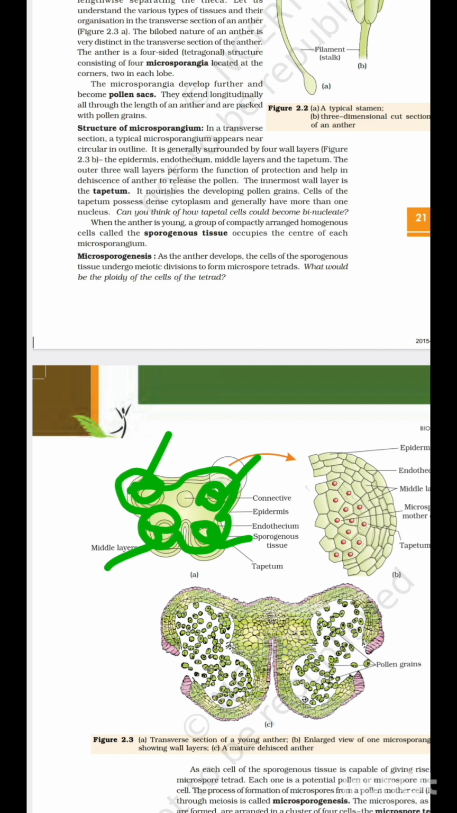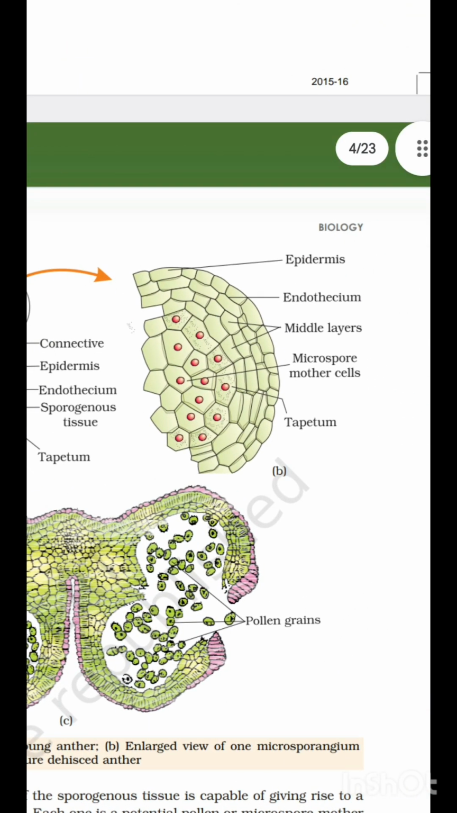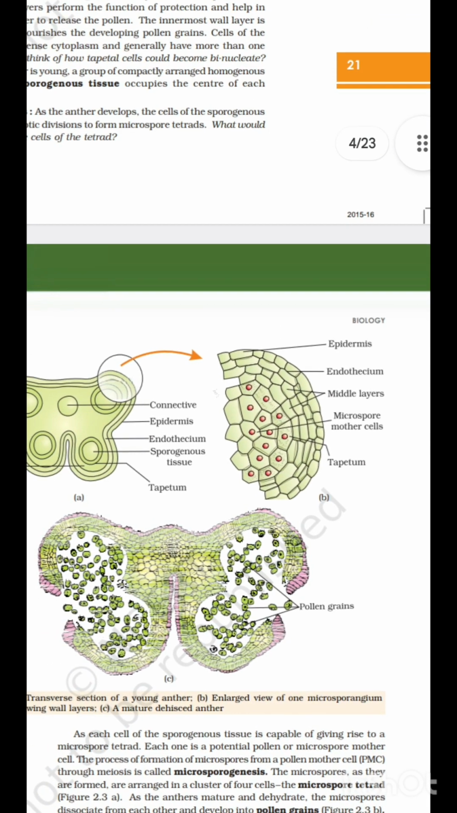Then the structure of the microsporangium. In a transverse section, a typical microsporangium appears near circular in outline. It is generally surrounded by four wall layers: epidermis, endothecium, middle layer, then tapetum. These are the four layers.